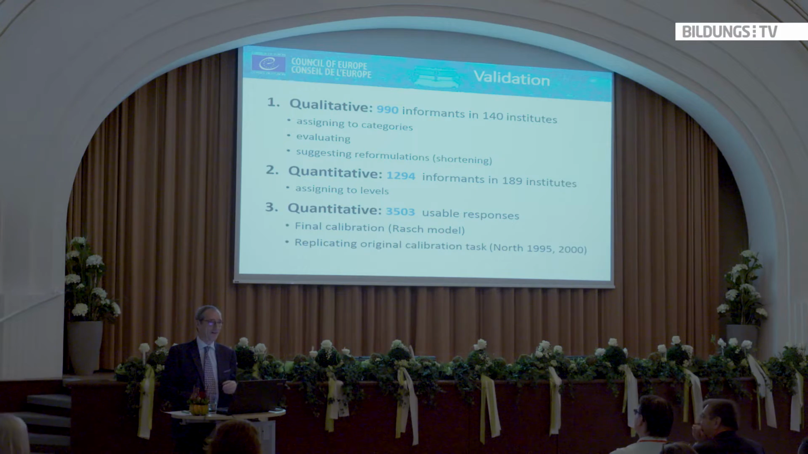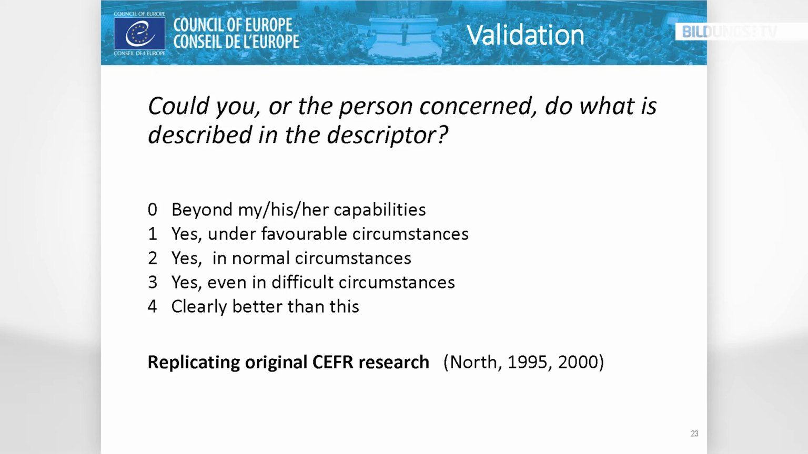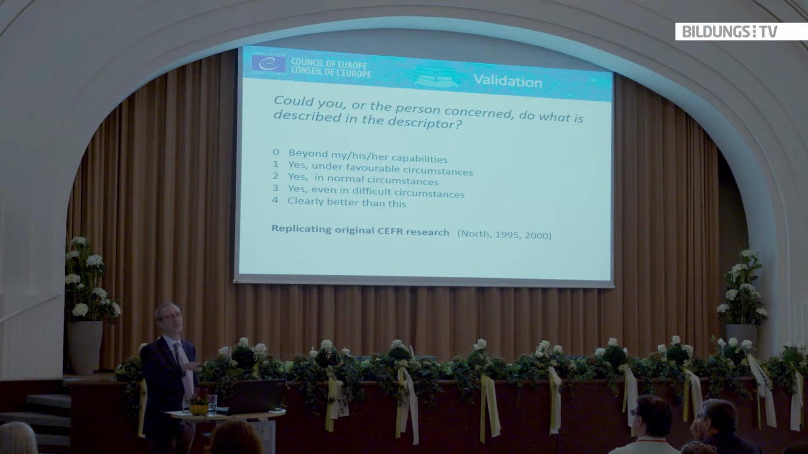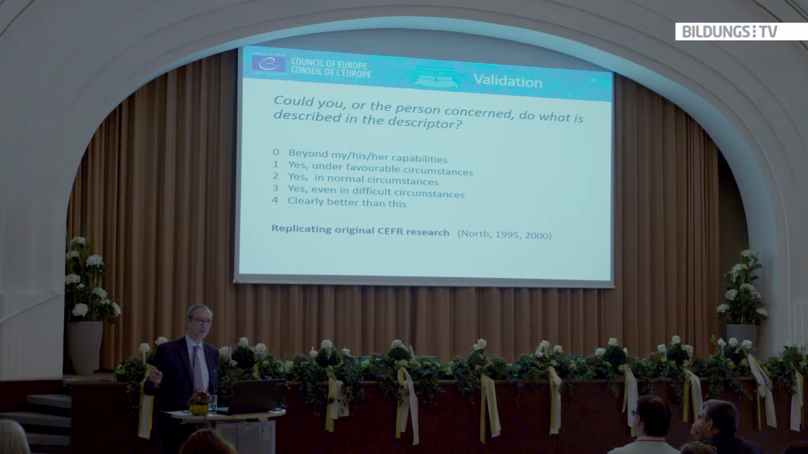And then finally, there was a quantitative validation. The reason for that was to be able to calibrate back to the original scale, the scale behind the original descriptors. And that was done by saying, think of a person, could be yourself in different languages, or could be your son, your husband, your whatever. Could you, or the person concerned, do what's described in the descriptor? 0, beyond his or her capacities. 1, yes, under favorable circumstances. 2, yes, under normal circumstances. 3, yes, even in difficult circumstances. And 4, this is insulting. You know, this is clearly better than this. This is the scale used to calibrate the original descriptors back 20 years ago. So in order to put it all onto the same scale, this was done.